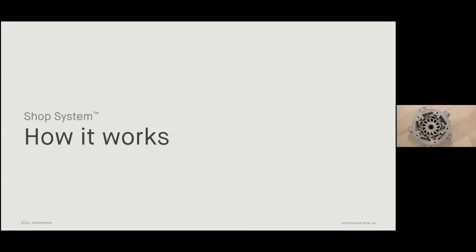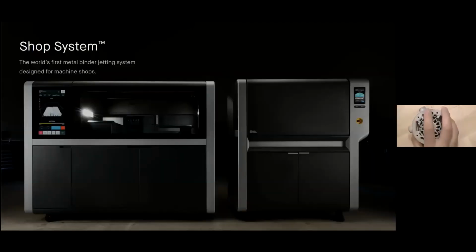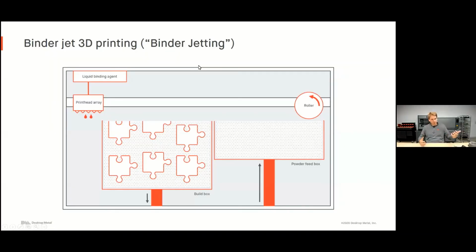So let's move on to the shop system. The shop system is really the world's first metal binder jetting system that's designed specifically for machine shops. A little bit about how binder jetting works. Binder jetting is exactly like it sounds. It jets binder. This is a powdered metal process.